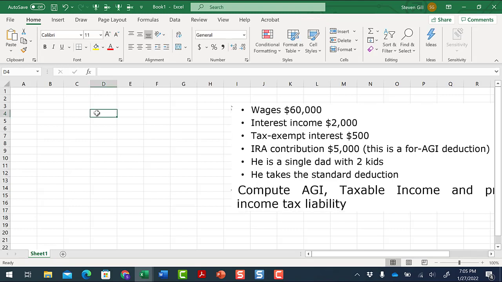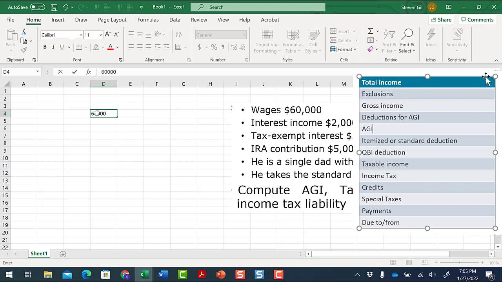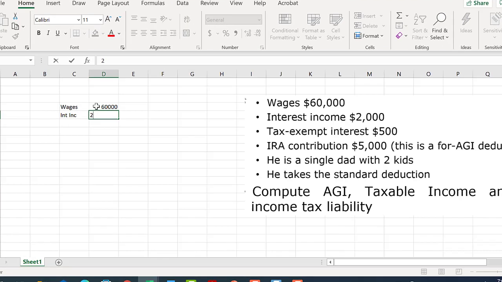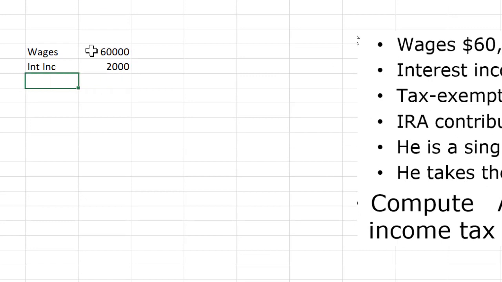All right, we've popped over to Excel so that we can do some of these calculations. So let's start by calculating his AGI. So we know he's got $60,000 of wages. Let's label these. He's got some interest income of $2,000. The tax-exempt interest, that's actually not taxable, right? That's excluded, so we don't have to include it. We've got a for AGI deduction of $5,000, so an IRA contribution.